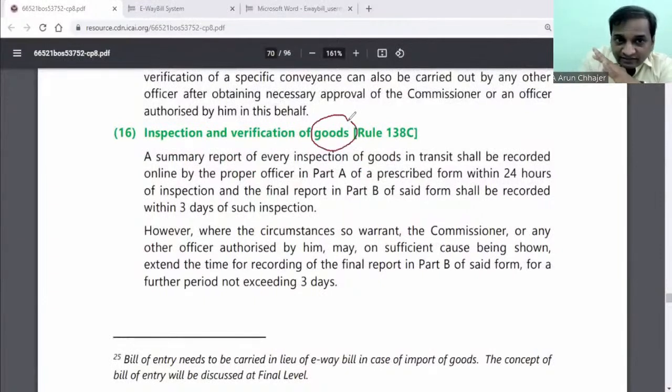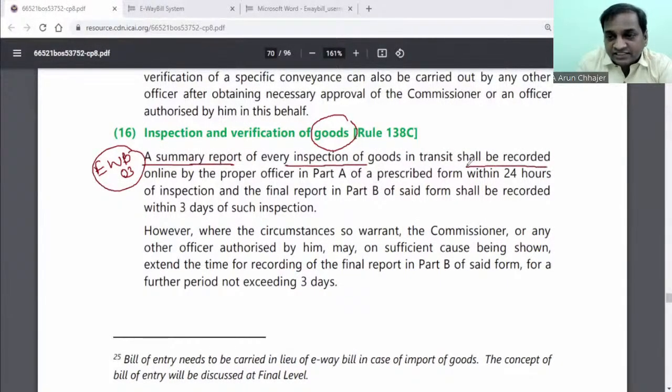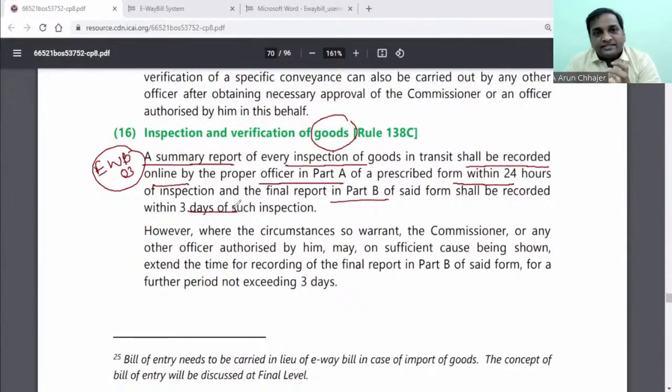Now, once he intercepts the goods and does the inspection, a summary report is required. This is in the form of EWB-03. The summary report of every inspection in transit shall be recorded online by the proper officer, Part A within 24 hours and Part B within 3 days. So EWB-03 is basically the verification report to be submitted online by the proper officer. The form number is EWB-03.